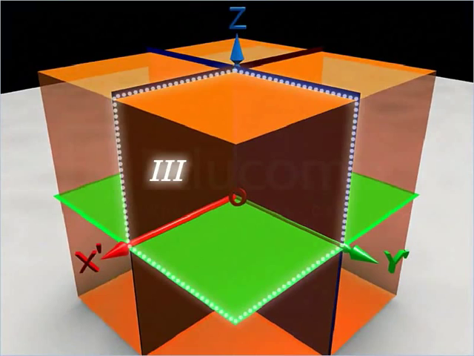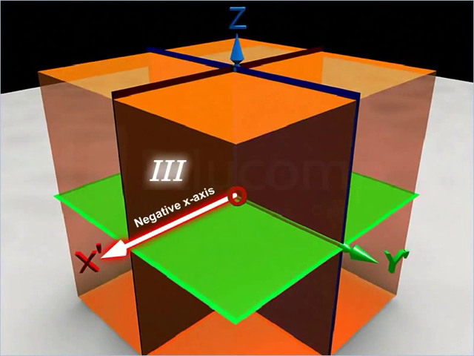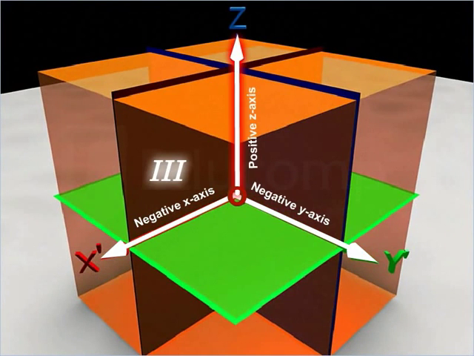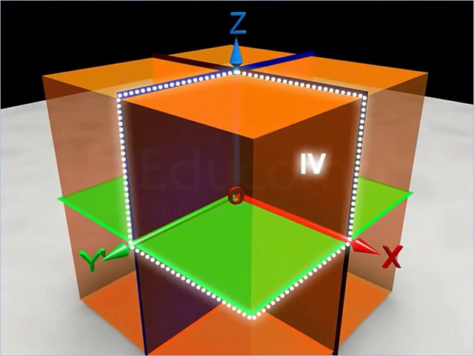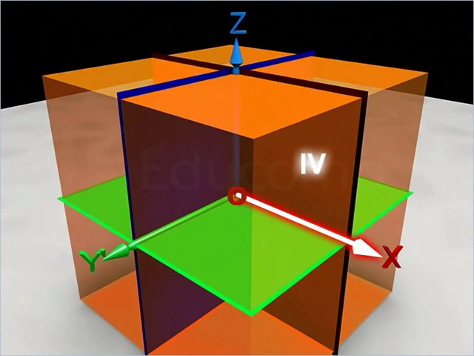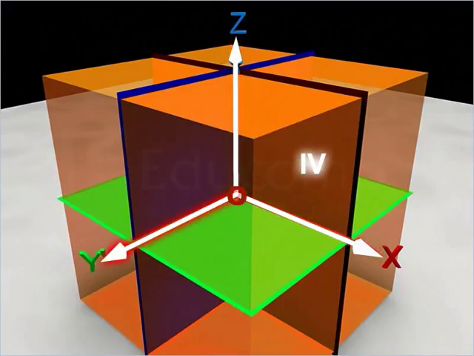Further, the third octant consists of negative x and y axis and positive z axis. So the x and y coordinates of the points lying in this octant are negative, whereas the z coordinate is positive. Next, the fourth octant consists of positive x and z axis and negative y axis. So, the x and z coordinates of the points lying in this octant are positive, whereas the y coordinate is negative.